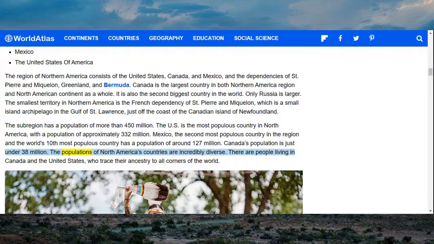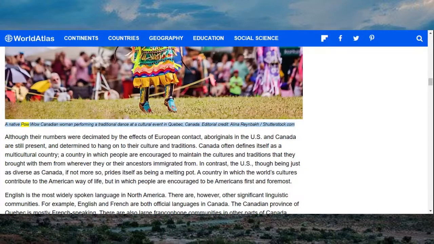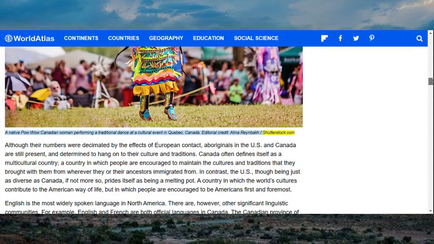The populations of North America's countries are incredibly diverse. There are people living in Canada and the United States who trace their ancestry to all corners of the world. A Native Canadian woman performing a traditional dance at a cultural event in Quebec, Canada. Editorial credit, Alina Rainbach of Shutterstock.com.